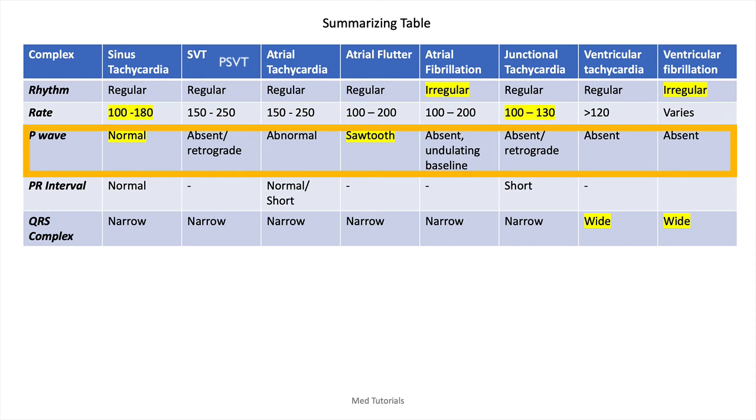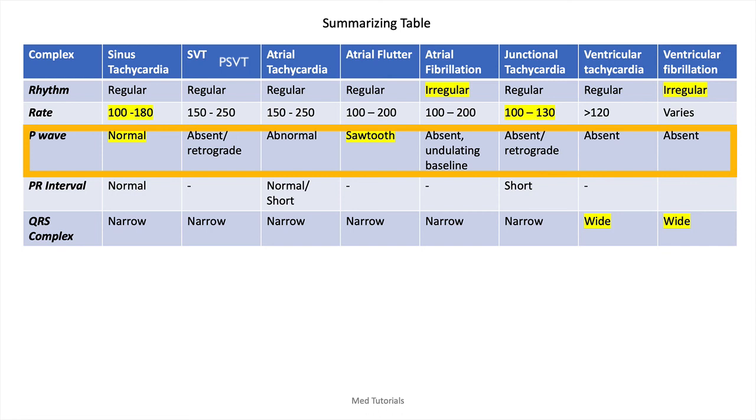Then we look at the P waves. If it is normal P waves, you're dealing with sinus tachycardia, and if you have a characteristic sawtooth appearance, it's probably atrial flutter. In atrial fibrillation, there are no P waves, but sometimes you see that the baseline is fluctuating, an undulating baseline, and that's because of the fibrillatory waves.